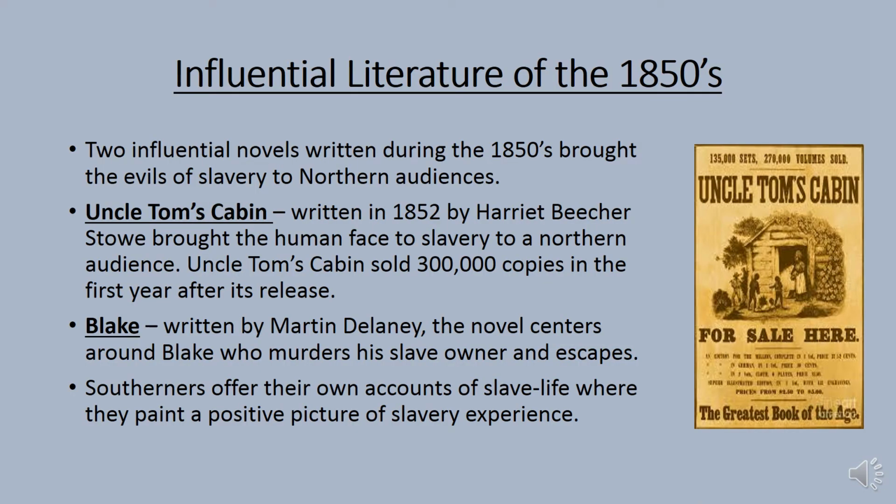Also important to mention is some influential literature of the 1850s, two novels in particular that had influence over the opinions of Northerners when it came to slavery. The most famous is Uncle Tom's Cabin, written in 1852 by Harriet Beecher Stowe, and really the most well-known anti-slavery literature during the period. Uncle Tom's Cabin sold 300,000 copies in the first year of its release, and what it did is give a human face to slavery.